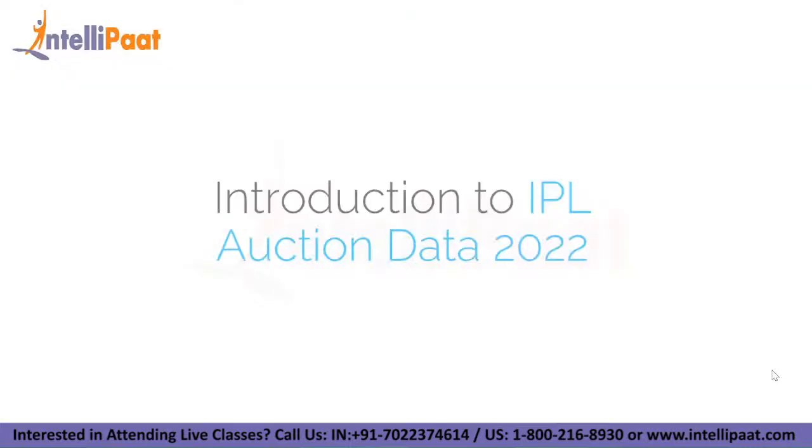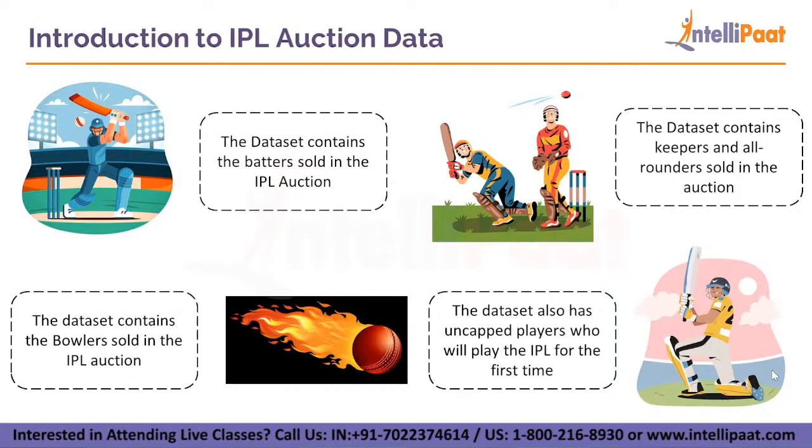Introduction to IPL auction data. So the IPL auction data consists of various players that have been sold in the IPL auction 2022. The dataset contains all the batters or the batsmen that have been sold in the IPL auction. It contains all the bowlers that have been sold in the IPL auction. Amongst those are the all-rounders and the wicket-keepers as well, because these are the categories in which the players are being sold in the auction.